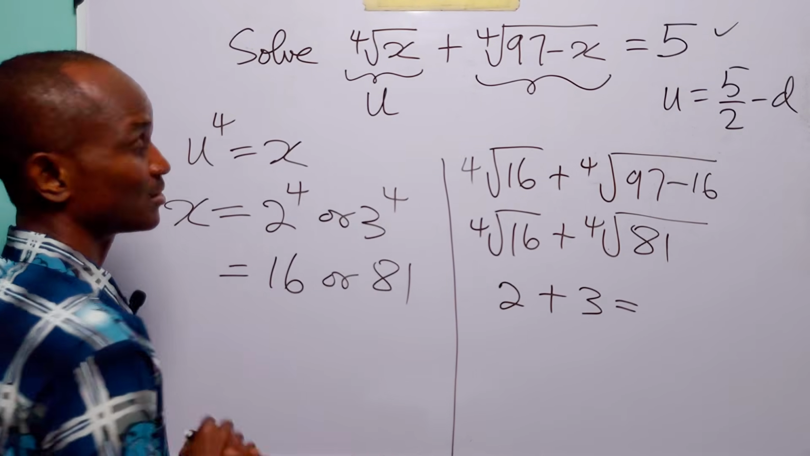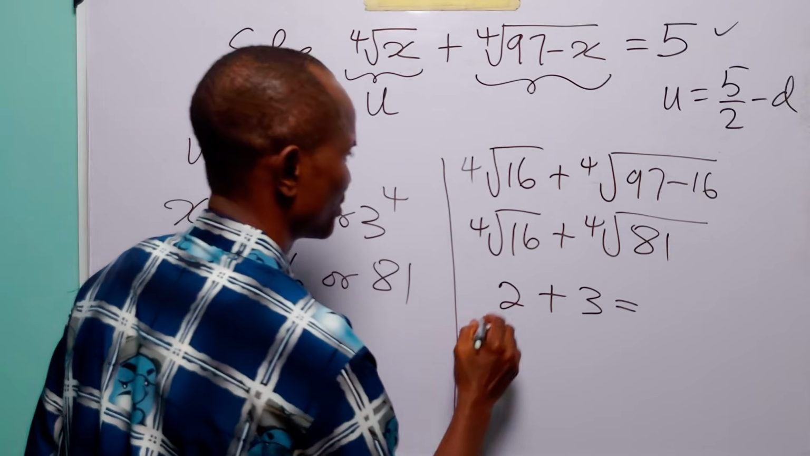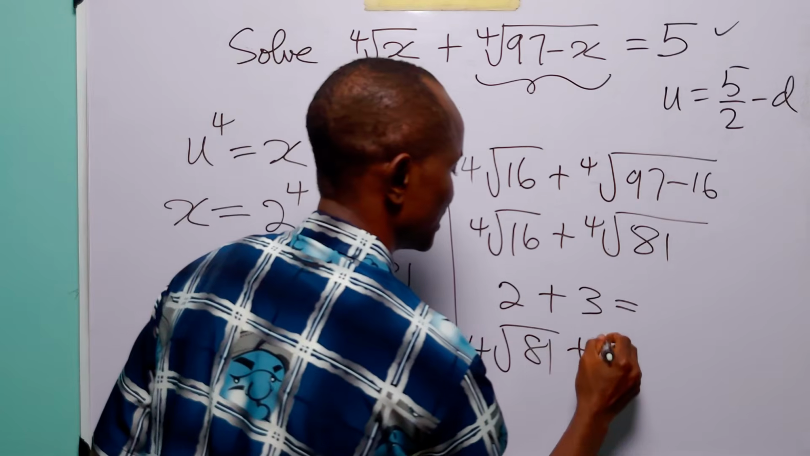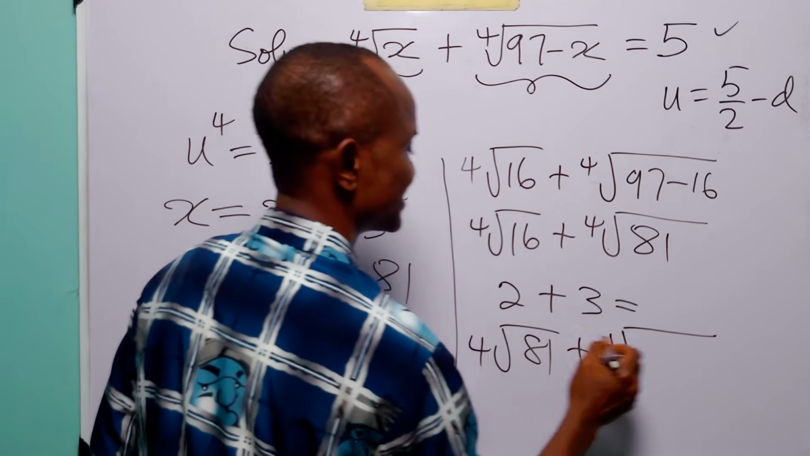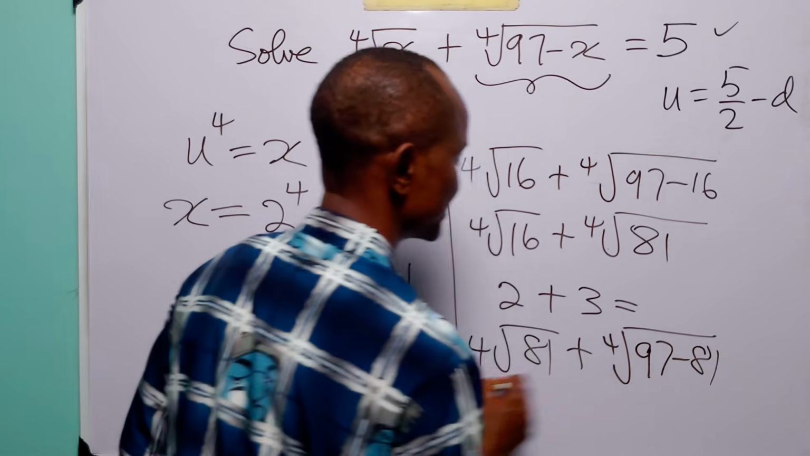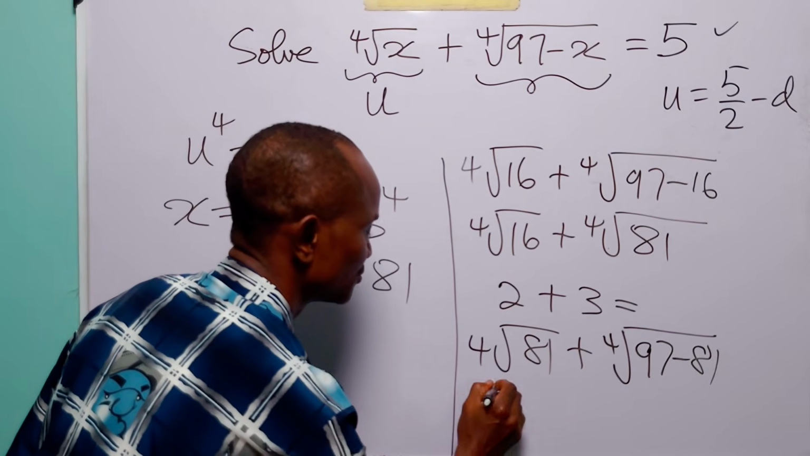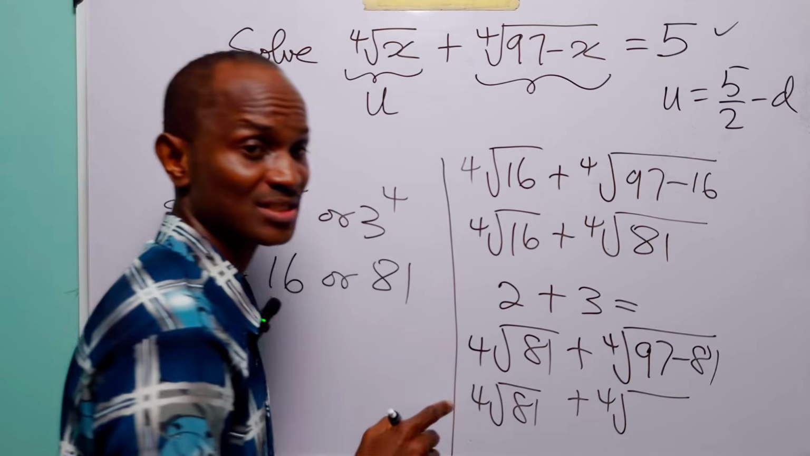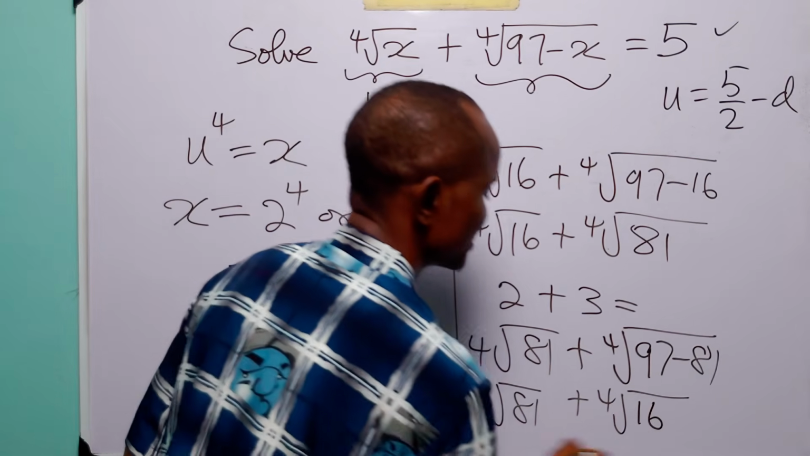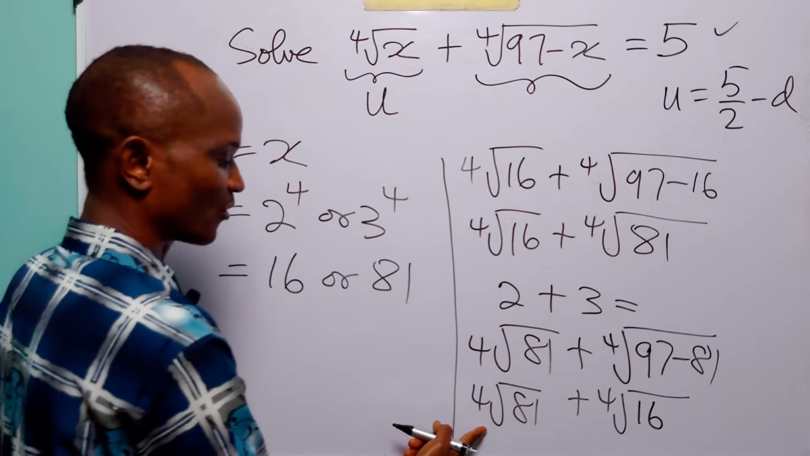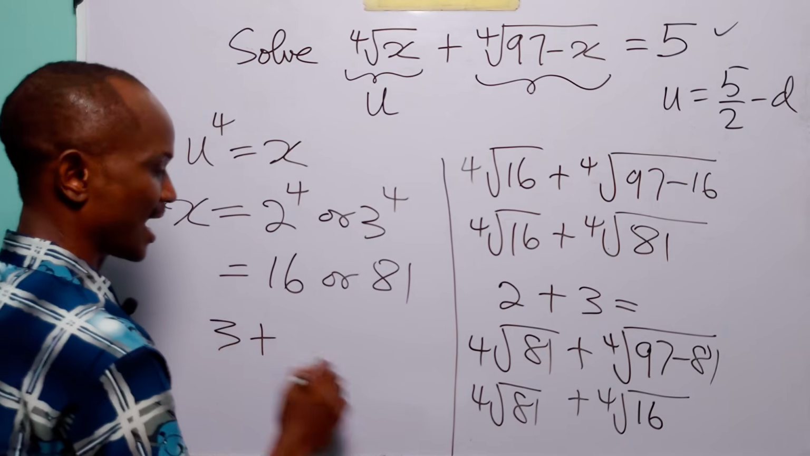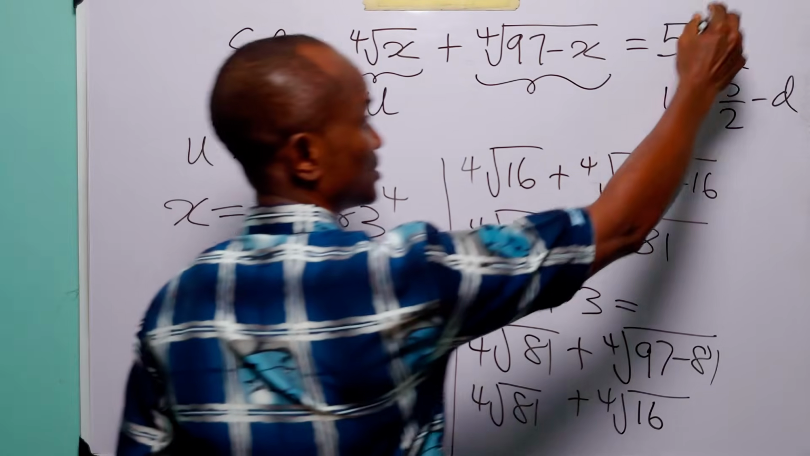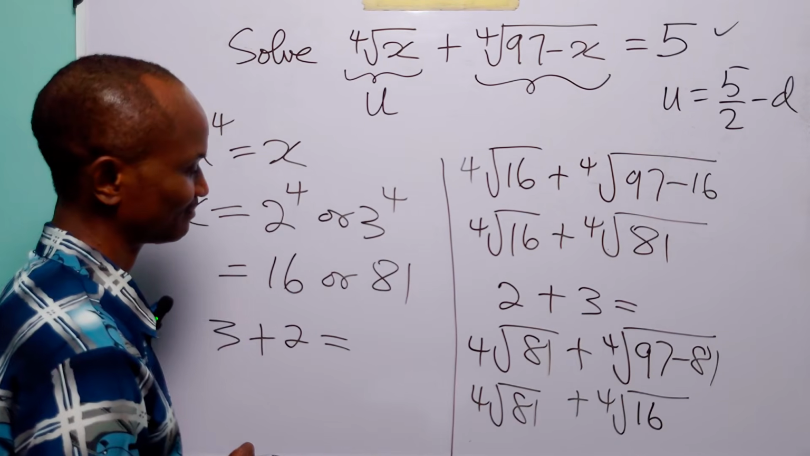When x is equal to 81, the equation becomes the fourth root of 81 plus the fourth root of 97 minus 81. This is simply the fourth root of 81 plus the fourth root of 16. Once more, the fourth root of 81 is 3, and the fourth root of 16 is 2, and 3 plus 2 is equal to 5.